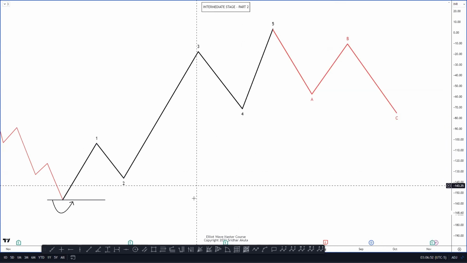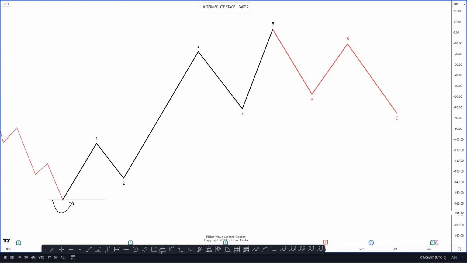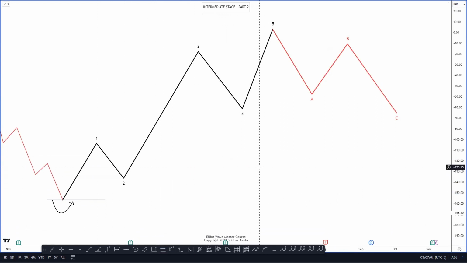For this, we'll be using the Fibonacci extension tool, and we will be using the Fibonacci retracement tool. These are the two tools you can see in the tool section. You can find them there. These are basic tools, and I think everyone must be aware of them.